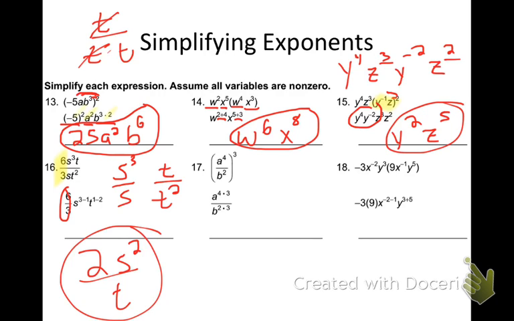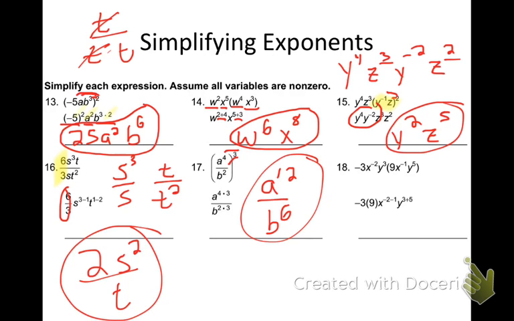17. Anytime I have parentheses with an exponent, what do I want to do with that exponent? I want to distribute it, multiply them. So I get 4 times 3 and 2 times 3. That gets me a to the 12th over b to the 6th.